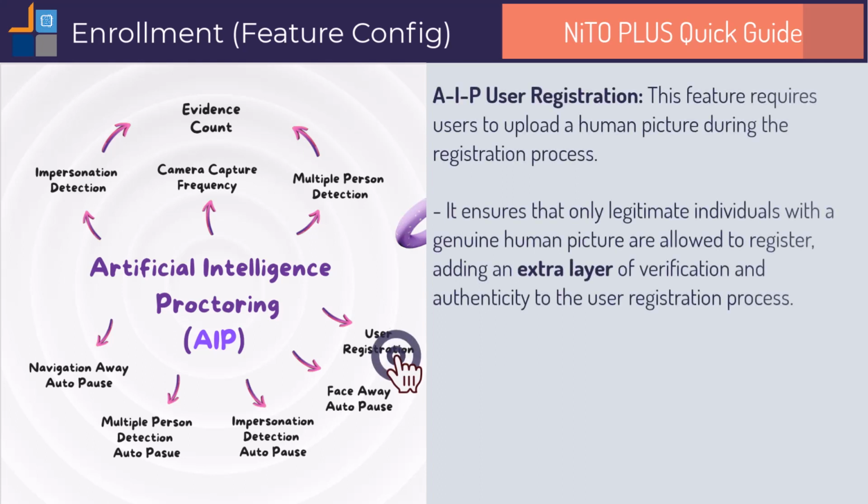AIP user registration. This feature requires users to upload a human picture during the registration process. It ensures that only legitimate individuals with a genuine human picture are allowed to register, adding an extra layer of verification and authenticity to the user registration process.